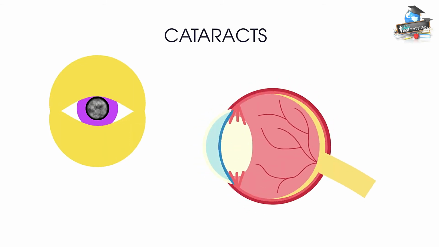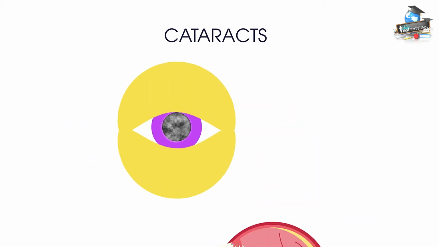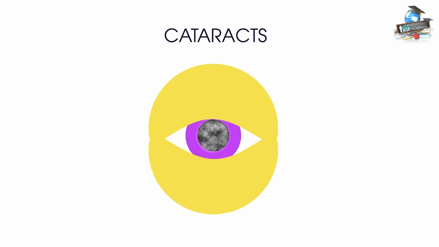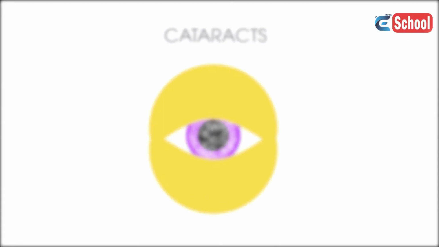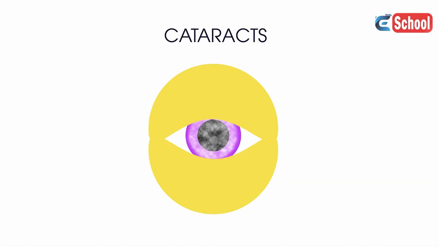The third condition is cataracts. This is when the lens, a small transparent disc inside your eye, develops cloudy patches. Cataracts are more common in older people. Over time, the cloudy patches usually become bigger, causing blurry, misty vision and eventually blindness. Cataract can be treated by surgery, which can involve replacing the lens with a synthetic one.